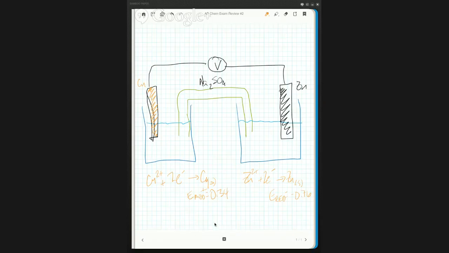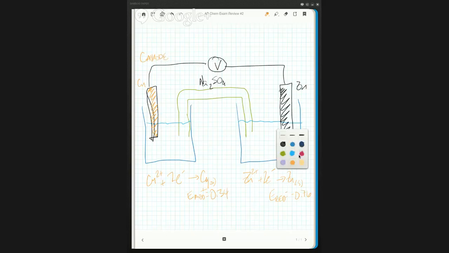And so looking at that, you can determine which one is actually being reduced and which one should be oxidized. If you remember, whatever has the highest reduction potential is the one that is actually being reduced. In this case, copper is higher with a positive 0.34 and zinc is lower with a negative 0.76. So this is the one that's happening. And if you remember, reduction is happening at the cathode. So this is the cathode.